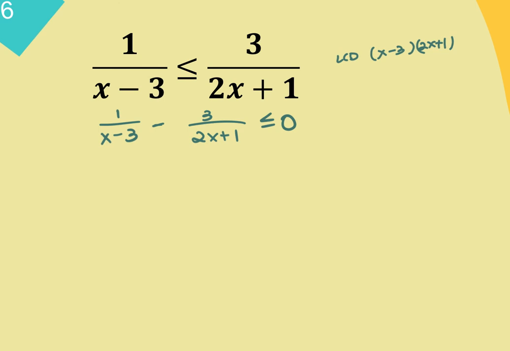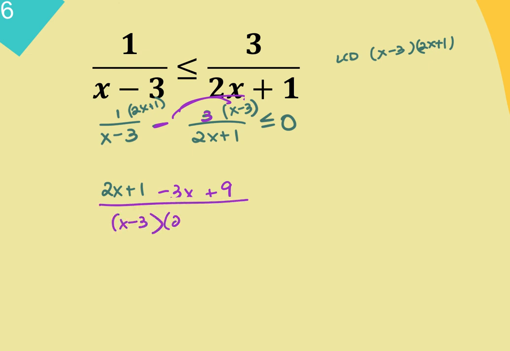So then I'm not going to rewrite the denominators each time, but this one would be multiplied by 2x plus 1, and this one would be multiplied by x minus 3. And I'd get 1 times 2x plus 1, which is 2x plus 1, minus 3, so this is going to get distributed to both, negative 3x plus 9 goes over your least common denominator, x minus 3, 2x plus 1 is less than or equal to 0.